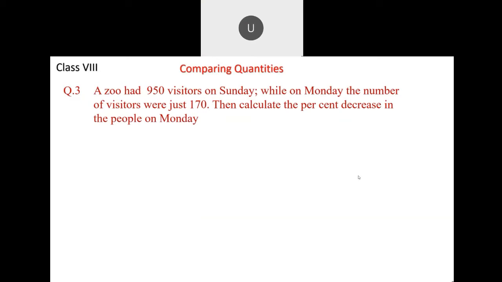Sir, can we do it like this, sir? 15 divided by 100 into 50,000. Then that answer will come. We should add that to the initial salary.